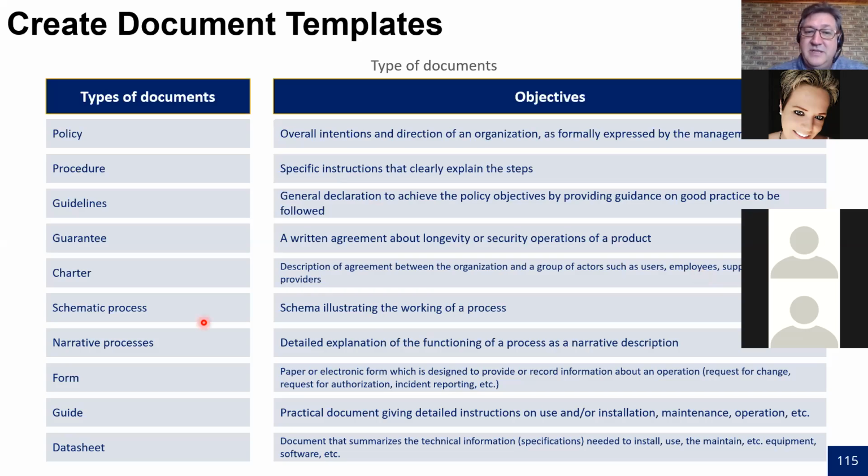A schematic process illustrating the working steps of a process. So that gives me detail. So that's a level 3 document. A narrative process is a detailed explanation, and is level 3 immediately.